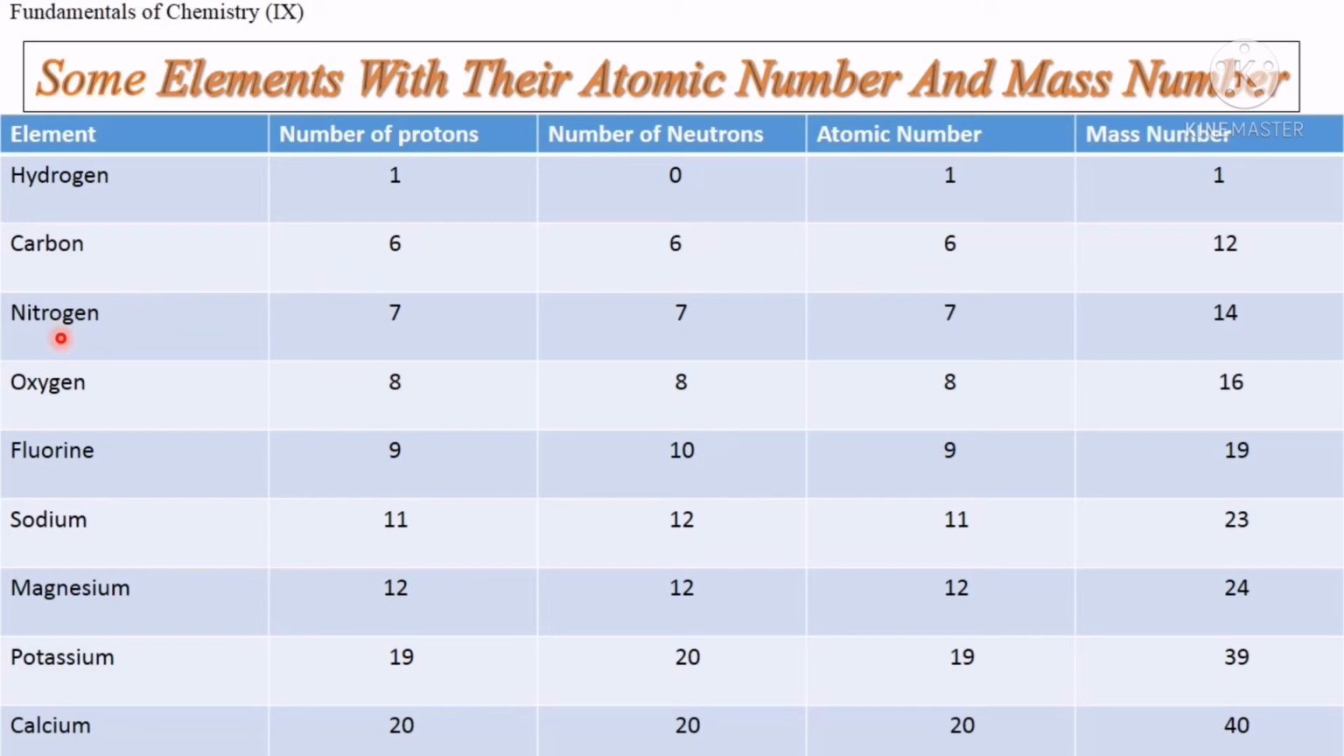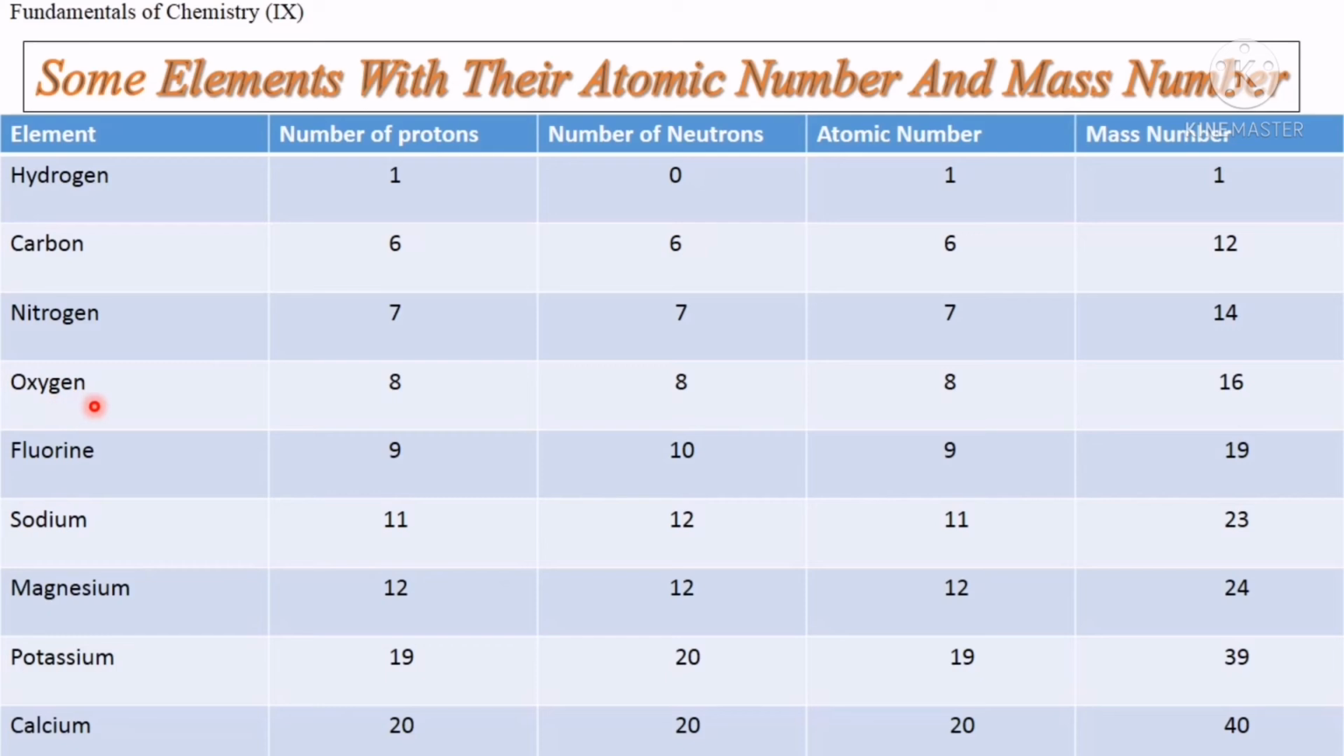In the case of nitrogen, the number of protons is 7 and the number of neutrons is also 7. So its atomic number, which is equal to the number of protons, is 7. The mass number is the sum of the number of protons and the number of neutrons. So in the case of nitrogen, 7 plus 7 is equal to 14, which is the mass number of nitrogen.